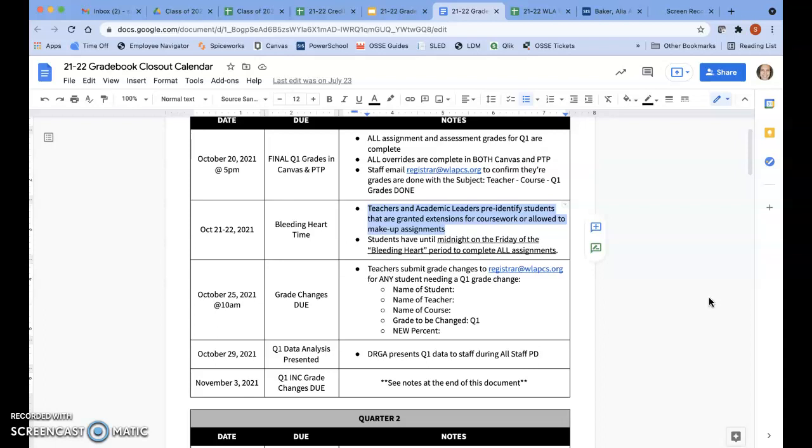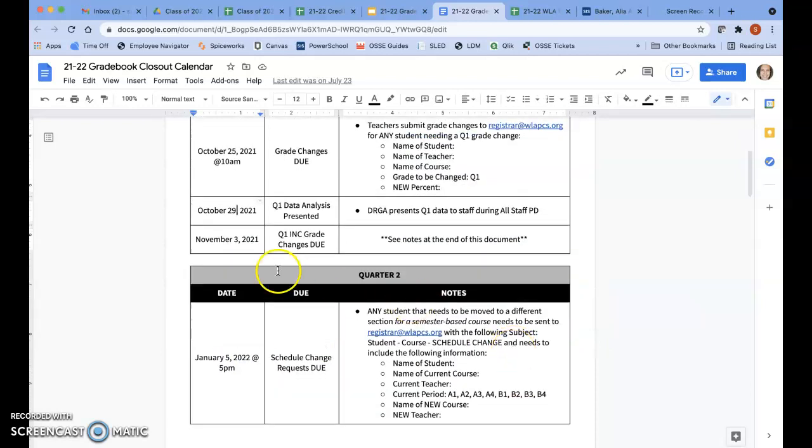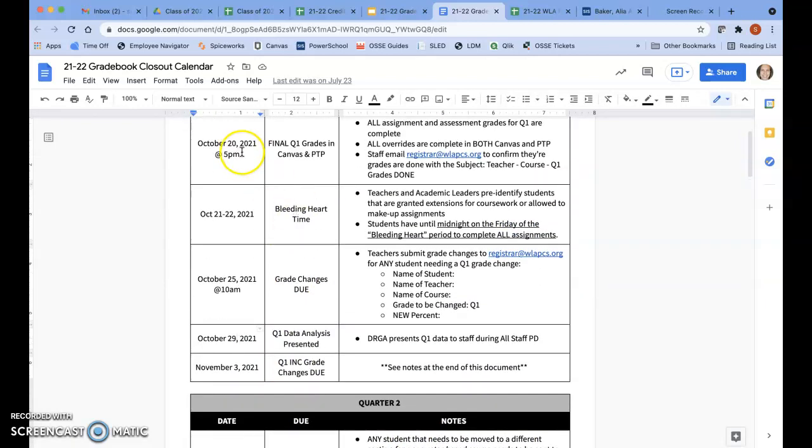Or you're working with a student and they had to do some revisions, they weren't able to meet your deadline, and you're giving them that grace period. This isn't for all of your students. This is just for a select few. So the majority of grades for Q1 should be final on October 20th, and then there's 2 days for this bleeding heart time, and then all bleeding heart time grades are due by the 25th, and we will present out on the 29th. And then 2 weeks from the gradebook closeout day, so the 20th, so 2 weeks from that day is when the incomplete grades are due.